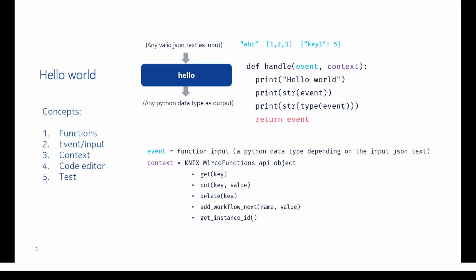So in this simple example, I have shown you how to create a simple hello world function. I showed you what the input and output to this function are, and the code editor window, how you can edit this function and quickly test it out.